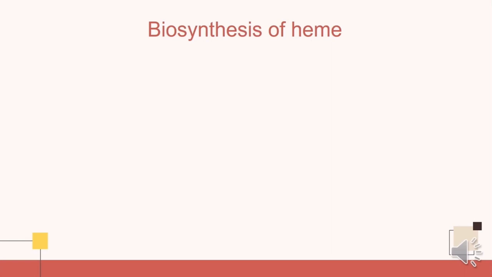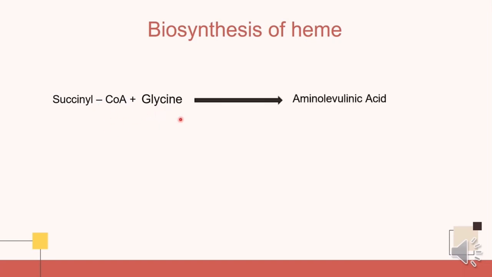The first step of the pathway occurs in the mitochondria, and it starts from succinyl-CoA. Succinyl-CoA will combine with glycine, and the combining of these two molecules will produce aminolevulinic acid. This reaction is catalyzed by the enzyme called aminolevulinic acid synthase, or ALA synthase. And like I said, this occurs in the mitochondria.